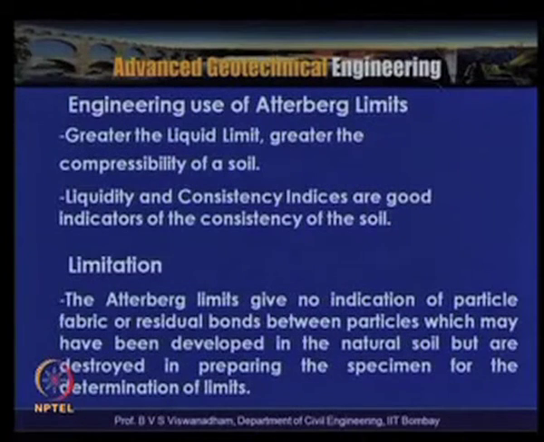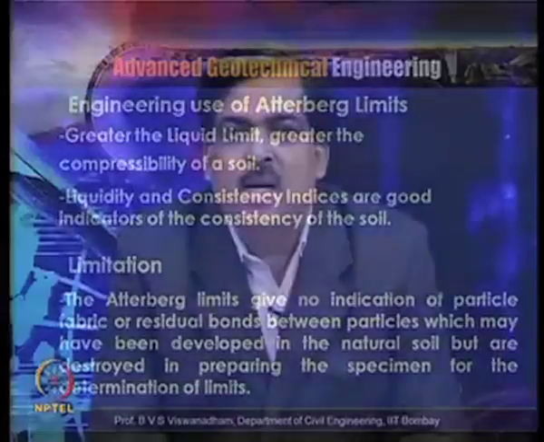Further, the greater the liquid limit, the greater the compressibility of the soil. Some soils exhibit very high liquid limits. For example, bentonite has a very high liquid limit, and the greater the liquid limit, the greater the compressibility. And liquidity and consistency indices are good indicators of the consistency of the soil. So, if you have a consistency index of 0.4, that indicates a soft state of the soil.